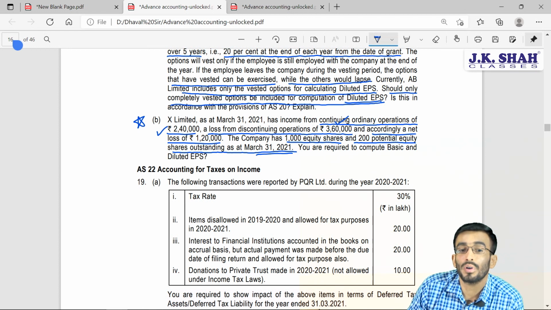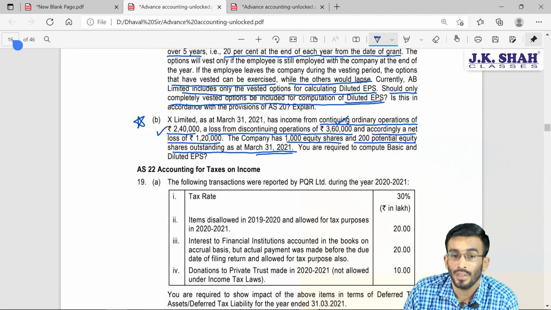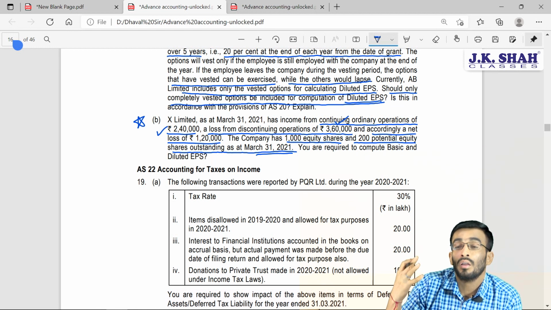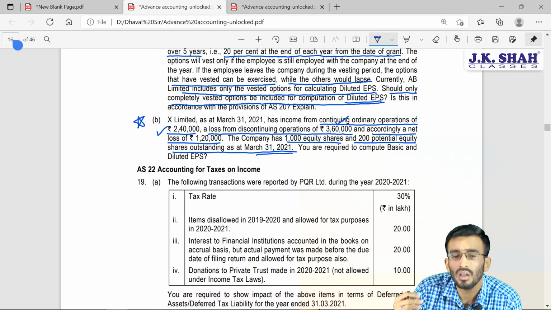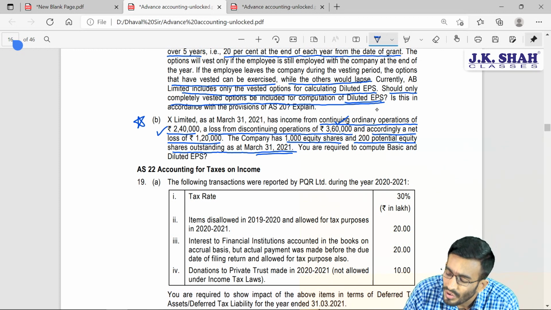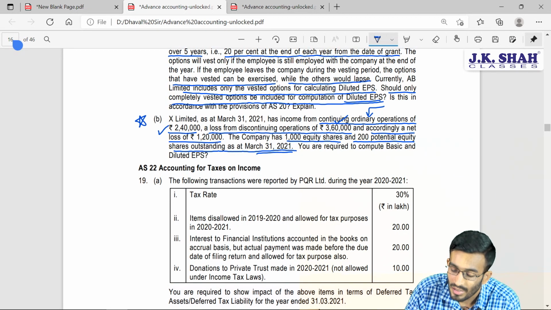When I'm talking about potential equity shares, it means they should have a capacity to dilute the EPS. And when I'm talking about capacity to dilute the EPS, to measure the effectiveness of dilution, we should consider only profit from continuing operations. That is nothing but here 2,40,000.